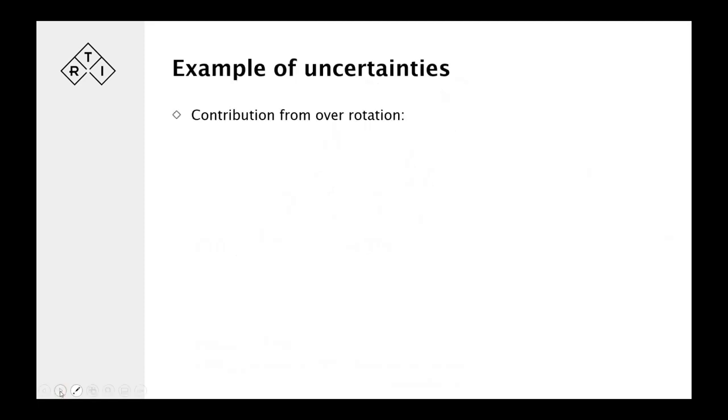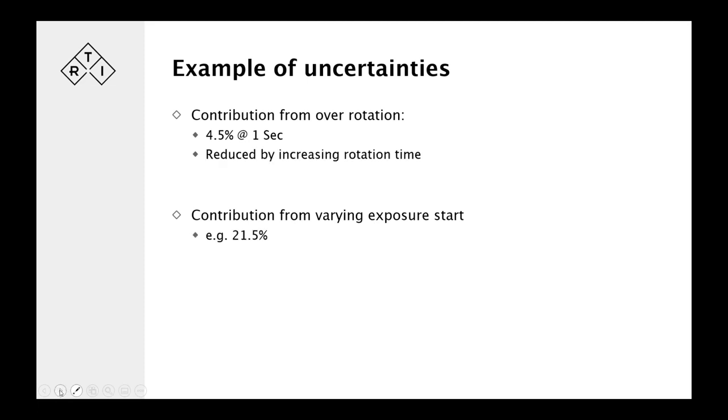So we have a look at the uncertainties that we found. Well, if you do a 1 second scan time, we might have up to 4.5% error or difference or uncertainty. From the varying exposure start, well, we might have as much as 21.5. And what does that do then? And what can we do to change that? Well, here we can reduce that 4.5% by increasing the rotation time. As we saw by giving it a 2 second scan, we're down at 2.5%. So that would be one way.